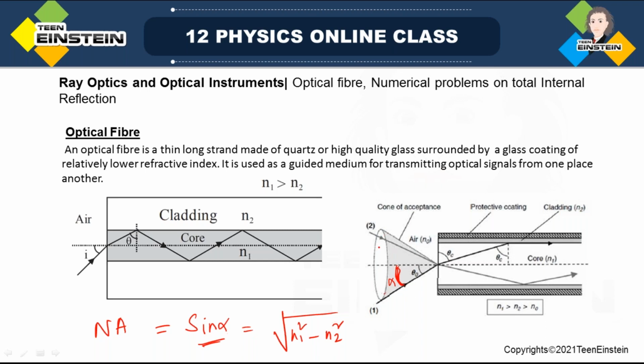This cone is called the cone of acceptance for this particular optical fiber. Because it depends on the refractive indices of the core and cladding material, this angle of acceptance will differ for different optical fibers. And the sine of that angle of acceptance is called numerical aperture, in short NA.